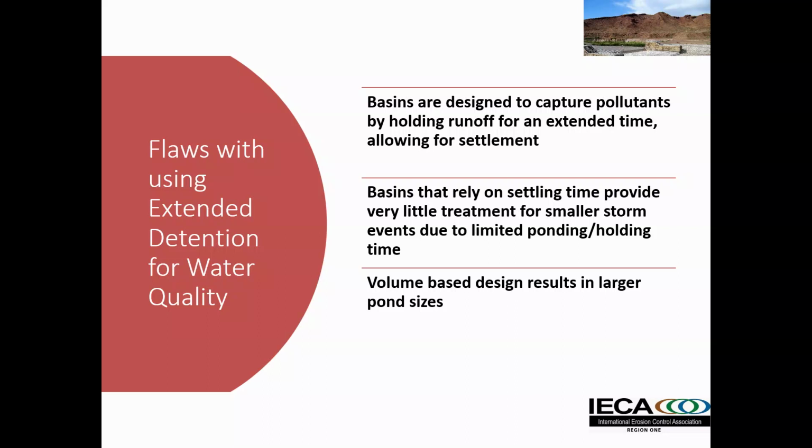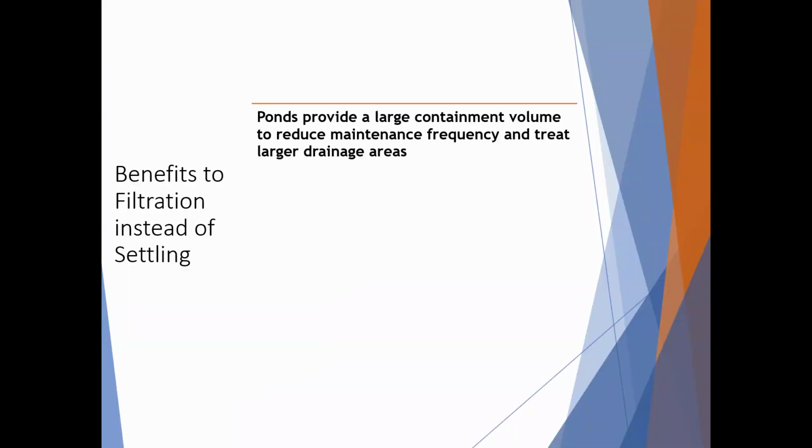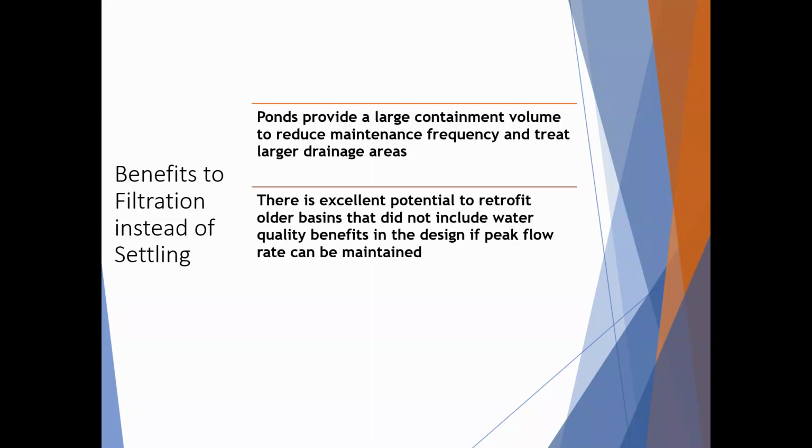We'll go through that in our last series when we do some water quality modeling and show you how that works. But the way that's typically done really inflates the volume of ponds, and we're going to see that's not necessary to meet your water quality requirements. So there are some benefits to filtration instead of using settling or extended detention for settling. The pond provides a large containment volume, and that's going to reduce the maintenance frequency, and it's going to help treat larger drainage areas, even with a filtration-based model if we incorporate that into a pond.